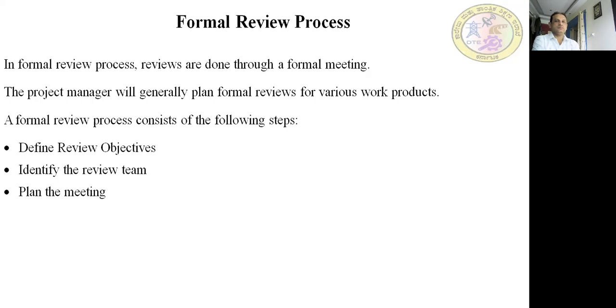Formal review process. Formal review reviews are done through a formal meeting. The project manager will generally plan formal reviews for various work products. A formal review process consists of the following steps: define review objectives, identify the review team, plan the meeting. Yes, so that is what we call the review process.